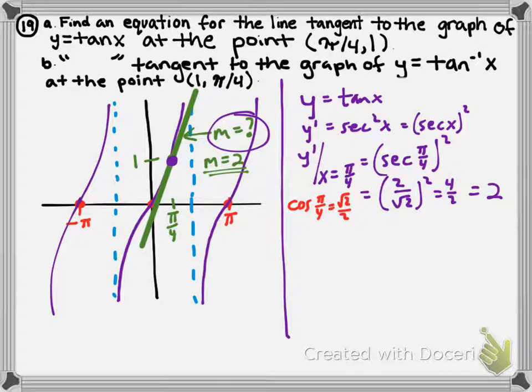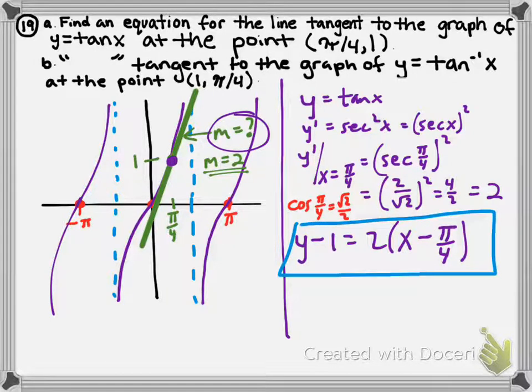And if we know the slope is 2, then all we have to do is use the point-slope form of a linear equation: y minus y1, and y1 is 1, equals the slope, 2, multiplied by x minus x1. And x1, the x-coordinate, is pi over 4. Therefore we have the equation of the tangent line at that point, and hopefully seeing the picture helps you understand the concept a little bit better.